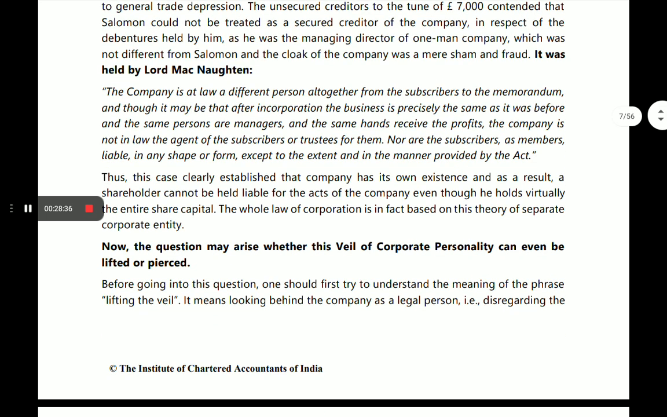Thus, this case clearly established that a company has its own existence, and as a result, a shareholder cannot be held liable for the acts of the company, even if he holds virtually the entire share capital. The whole law of corporation is, in fact, based on this theory of separate corporate entity.